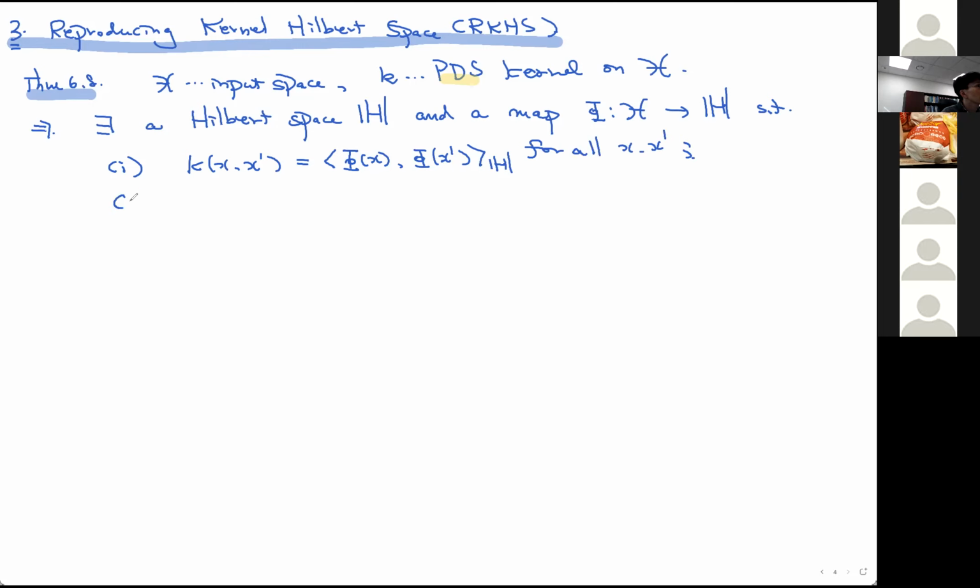The first property really talks about the things that I just told you. The other properties are now telling us what this H and phi actually look like. Given information about H and phi, the second one says that this Hilbert space H consists of functions from X to the real numbers. It's not the set of all functions, but a set of functions from X to the real numbers.